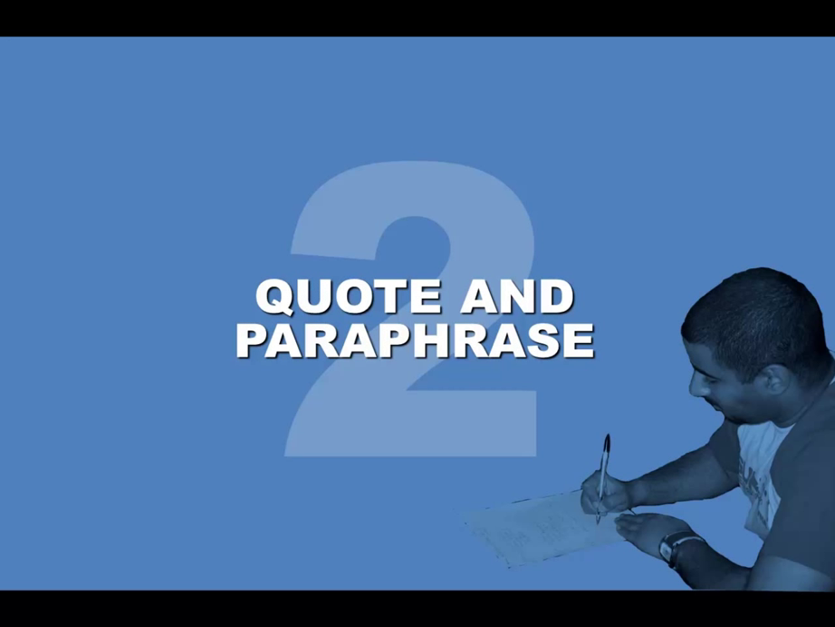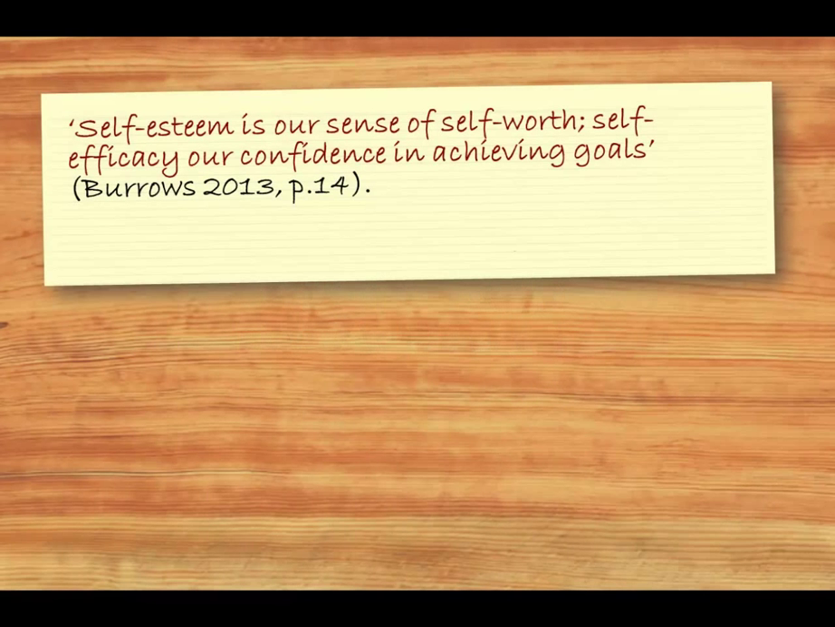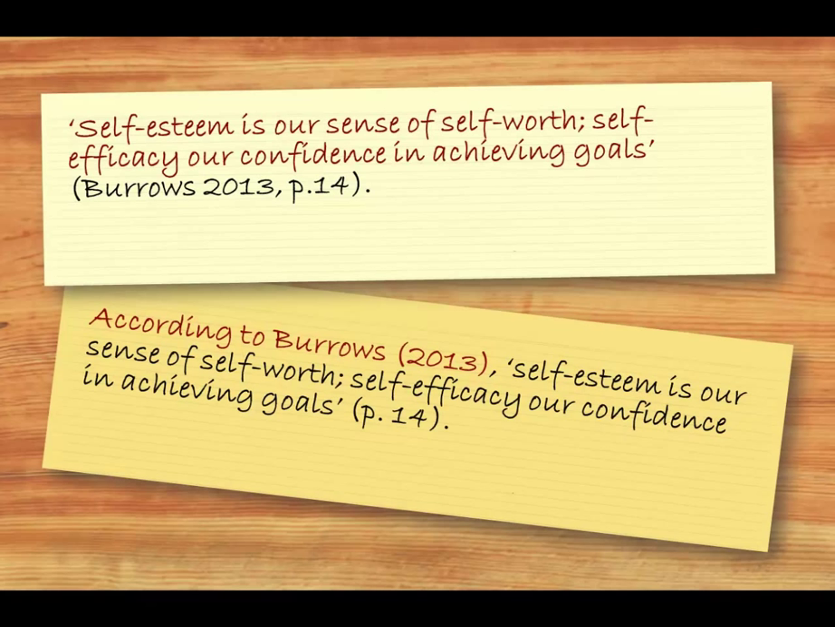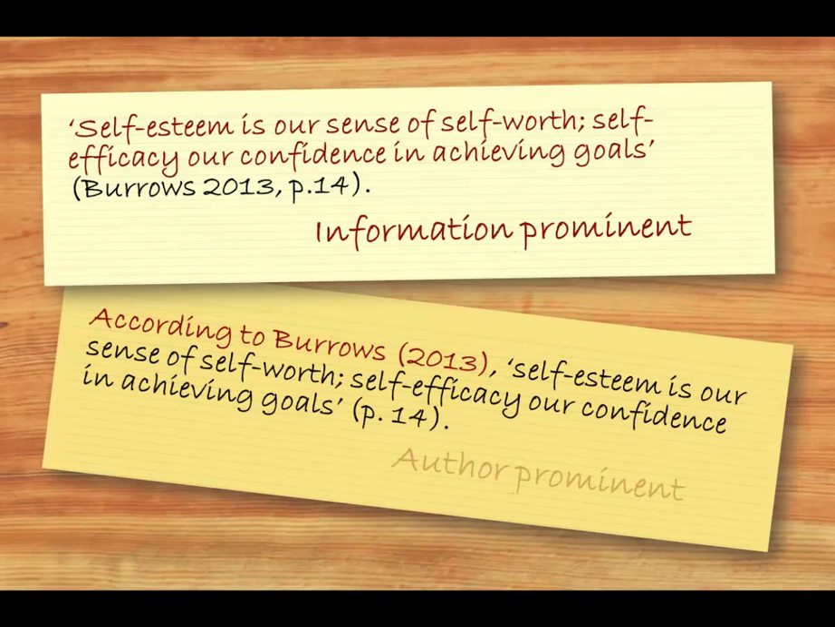Let's move on from referencing basics and take a look now at how to quote and paraphrase ideas. When you quote, you need to include quotation marks and page references. You can either quote by putting information first, as in this quote, or by putting author details first, like this. The first type of quote is called information prominent and emphasizes information. The second type is author prominent and emphasizes the author or authors.